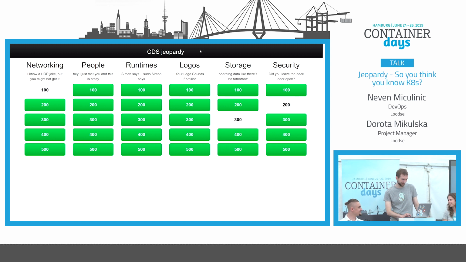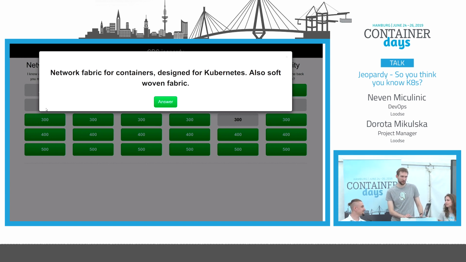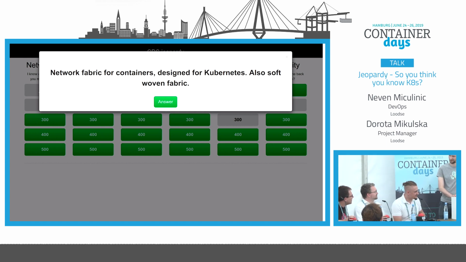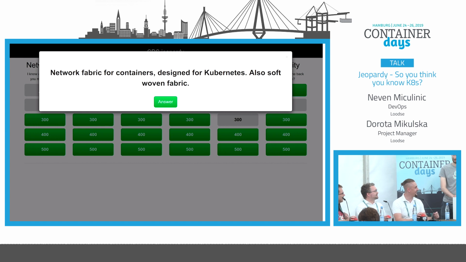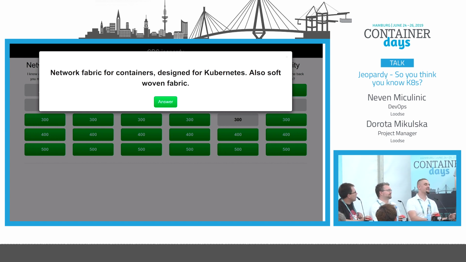Networking 200. Network fabric for containers, designed for Kubernetes. Also, a soft-woven fabric. A network CNI plugin, let's make it simple. So, what is Weave something? Woven fabric. First letter? No.